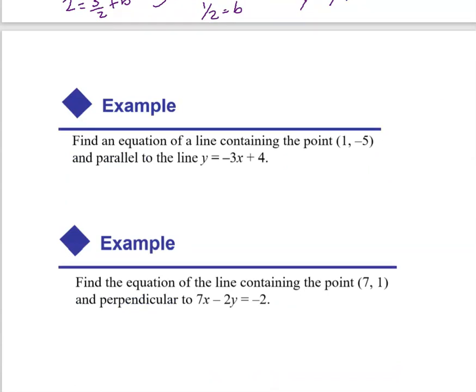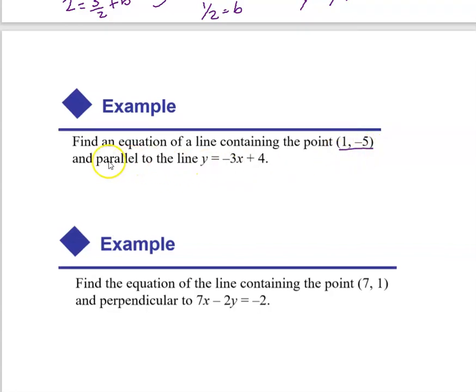Find an equation of a line containing the point 1, negative 5, and that's parallel to this line. If it's parallel to this line, remember that it has the same slope. So that means my slope is negative 3.